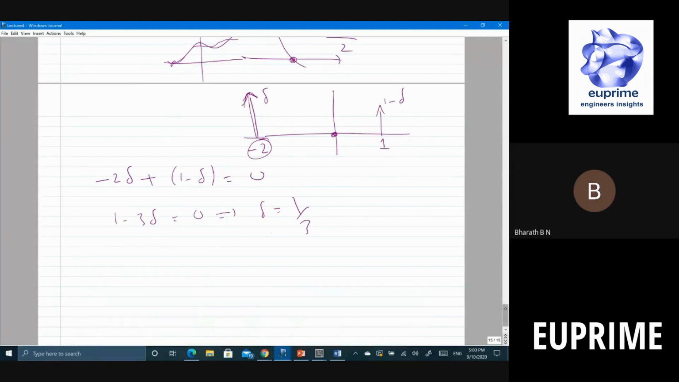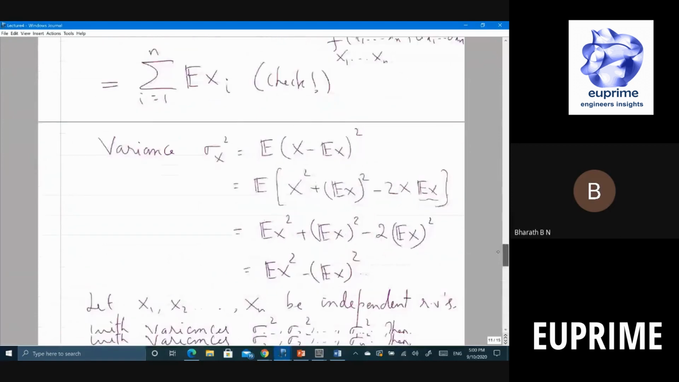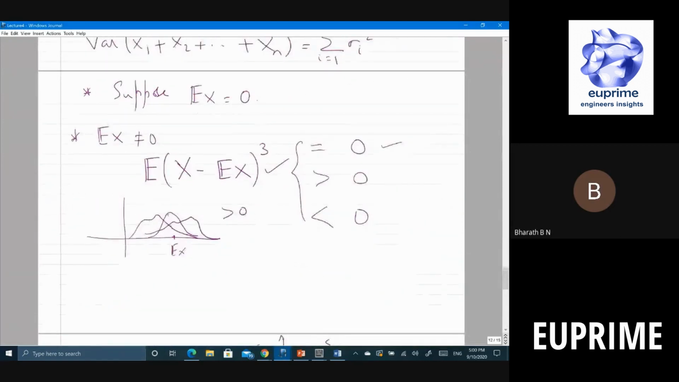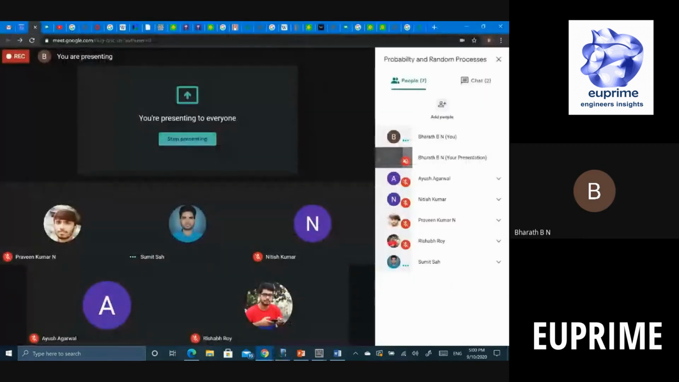I'm sorry about this. This is a big goof up. So thanks, Savan, for catching this. Expected value of x is 0 doesn't mean that it's symmetric. Symmetric implies expected value of x is 0. Okay. Any questions, confusion?